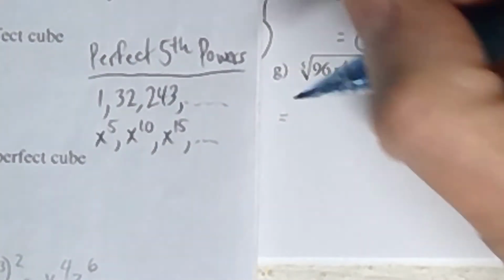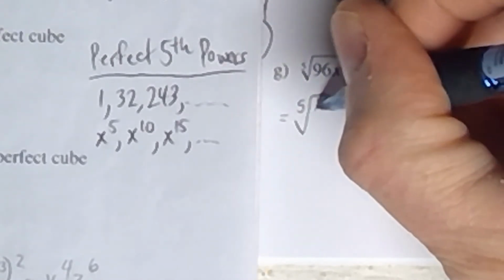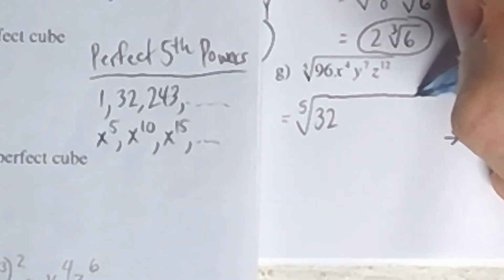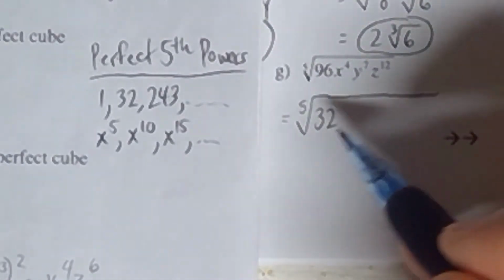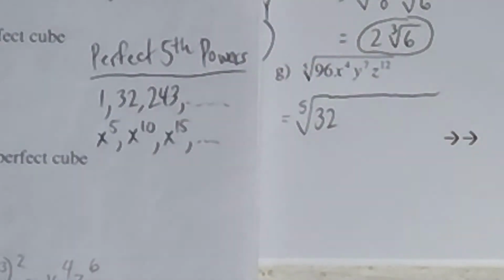Okay, so I know that, don't forget to bring down that 5. I know that 32 is going to be the thing that I'm going to use, because the next number after 32 is bigger than 96. So I know that 32 must be the biggest one that actually works.